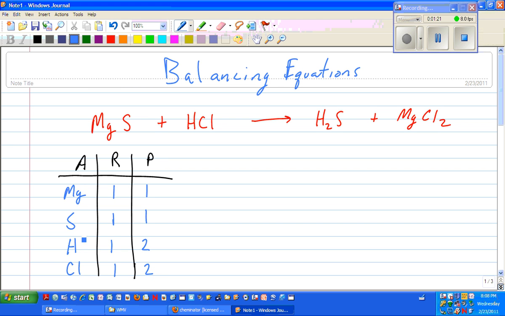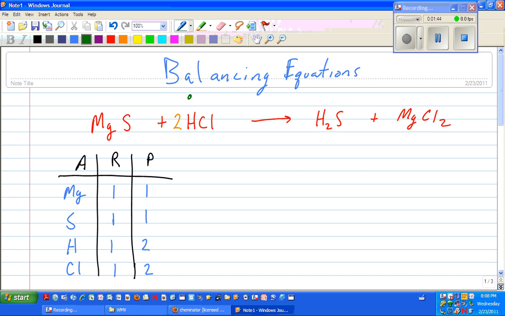So I've got 2 things out of balance. I've got hydrogen and chlorine that aren't in balance. I'm going to start with fixing the hydrogen. I've got 2 over here and 1 over here. So I ask myself, what times 1 gives me 2? Answer is 2. So I put a 2 out in front here. That 2 has to go in front, can't go in the middle.